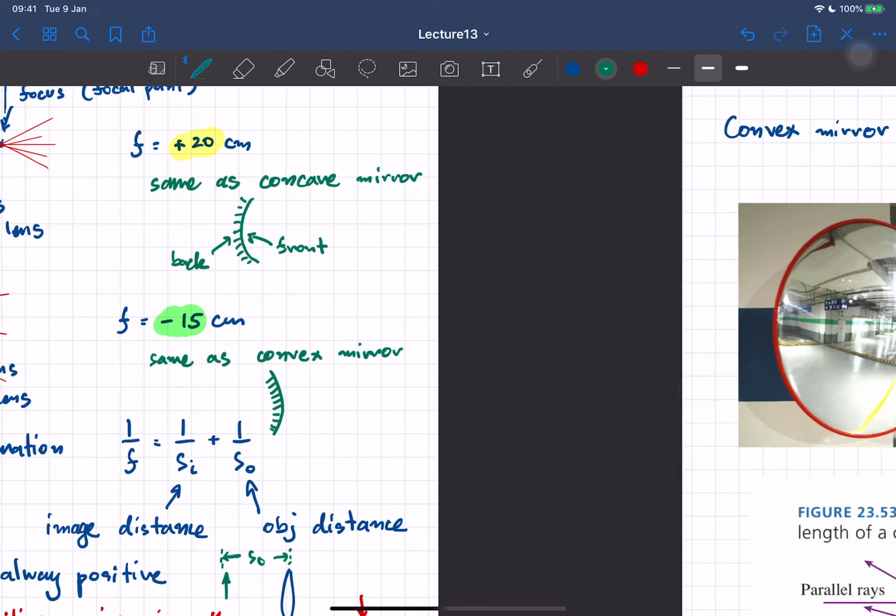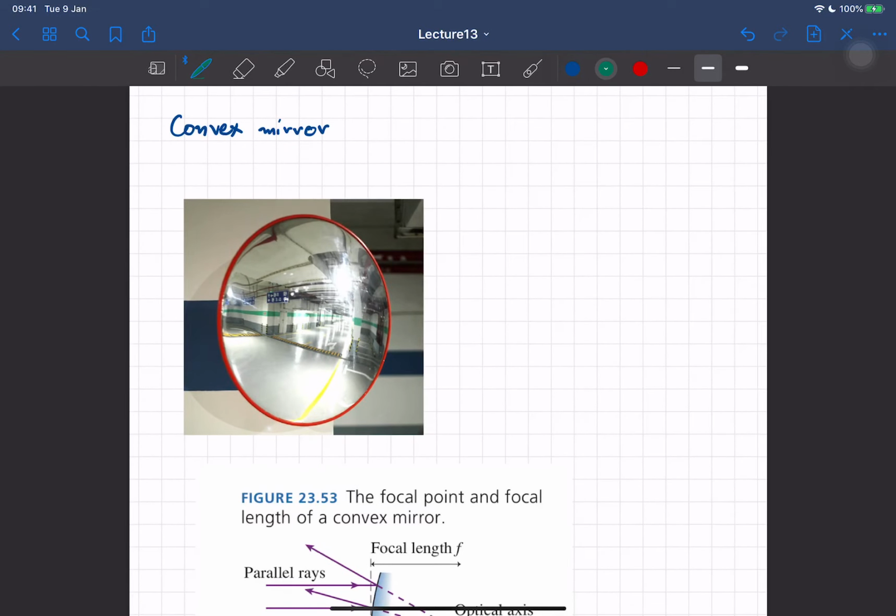So I'm going to start with the convex mirror because that's probably what you see more often compared to a concave mirror. This is a convex mirror and you see this often in a parking lot, right? Because this is designed to help you see around the corner so that car accidents can be avoided. So this is the first thing we're going to talk about.